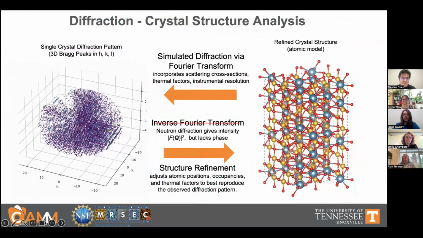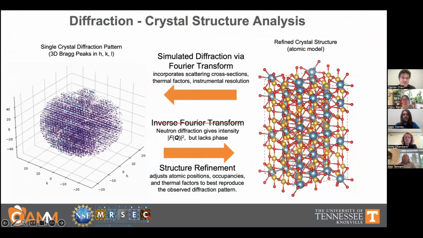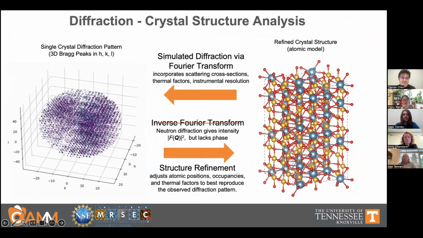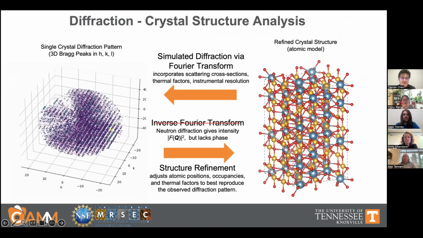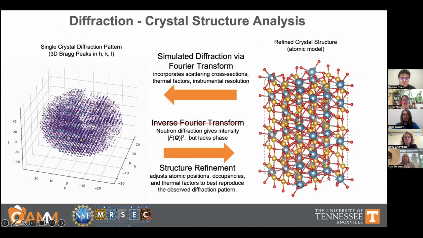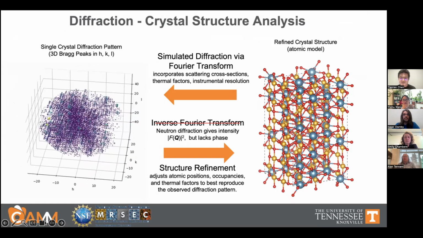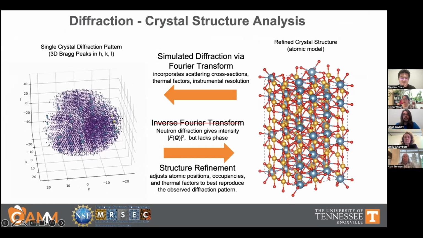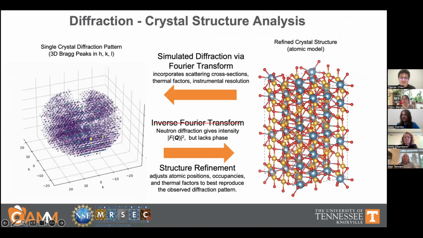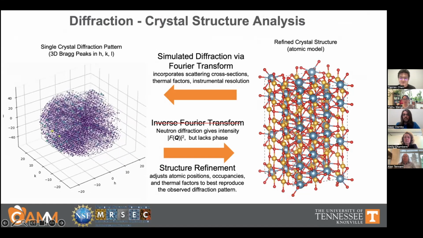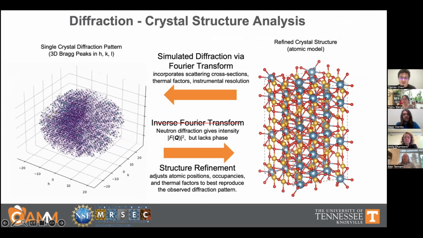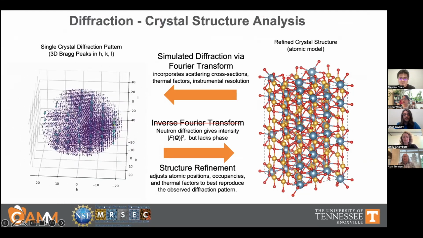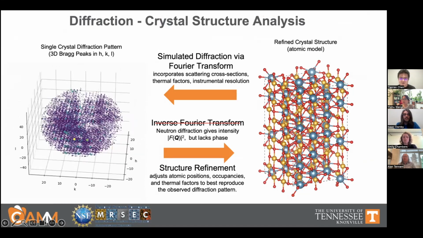On the left figure, I'm showing a single crystal diffraction pattern of the 3D Bragg peaks in the reciprocal space H, K, and L. On the right is a refined crystal structure, and we can obtain the single crystal diffraction pattern directly from a Fourier transform of the crystal structure, incorporating the scattering cross-section, thermal factors, and instrumental resolution.